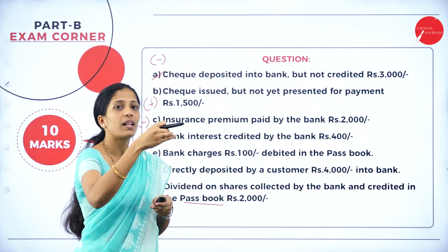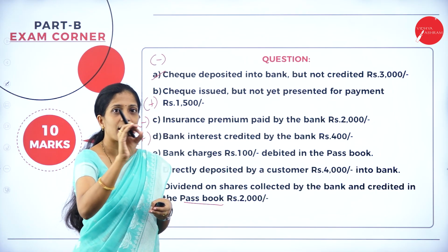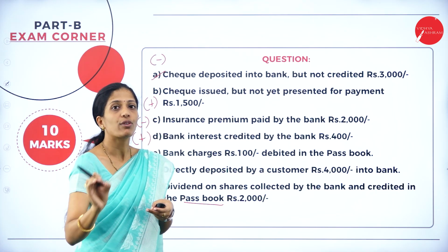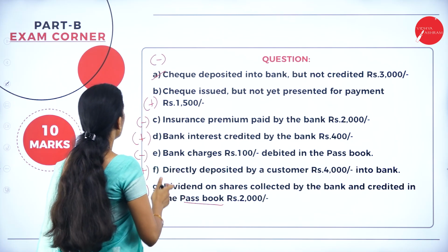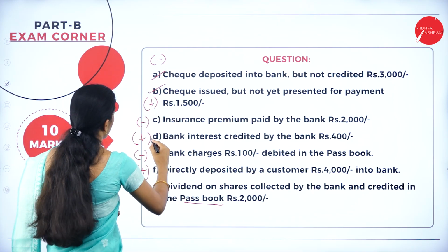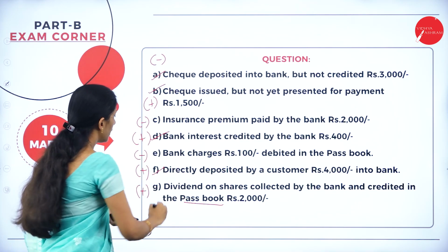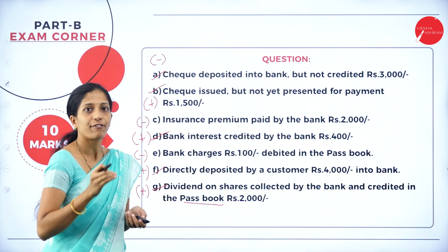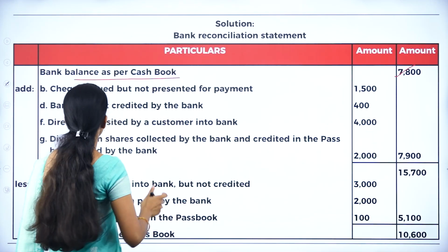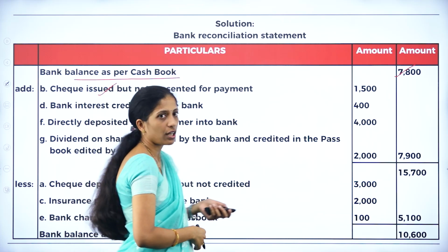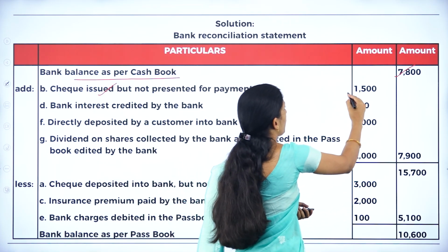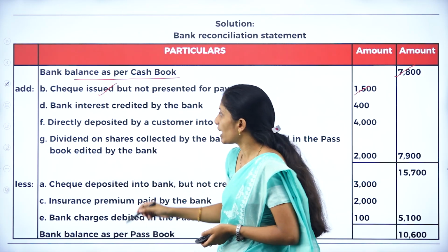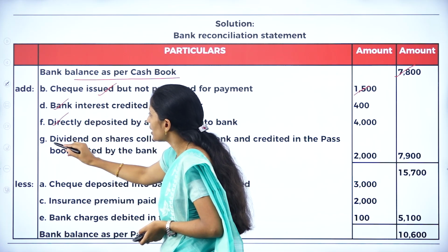First take all the add items, write the sentence as it is and write the amount in the inner column. So, you will have B, D, F and G. Write the sentence as it is: check issued but not presented for payment. Write the amount in the inner column. In the same way, D, F and G.